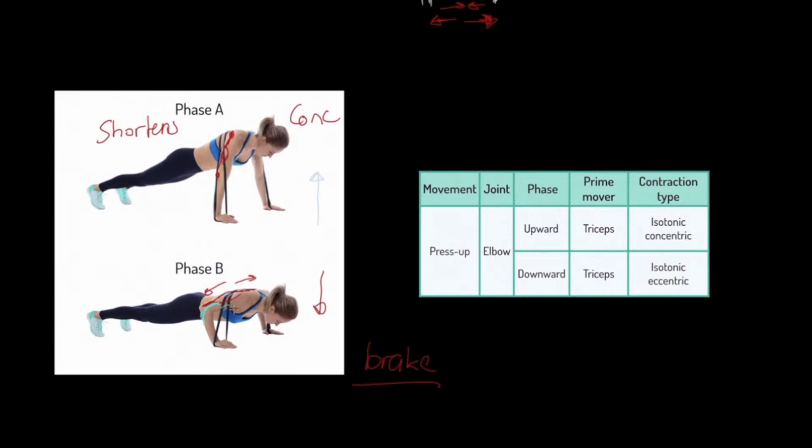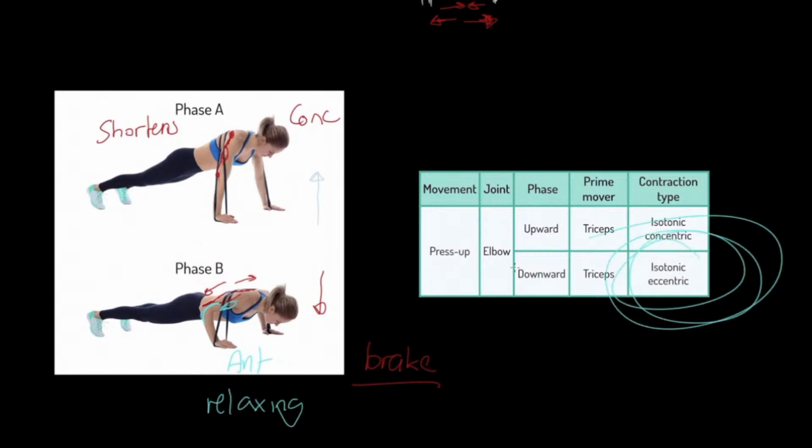Think about your bicep curl, elbow flexion, right? In this case, this bicep muscle here is the antagonist on the downward phase. It is relaxing. And that, folks, is why we've got an eccentric contraction in that particular case. So I really want to stress those points.